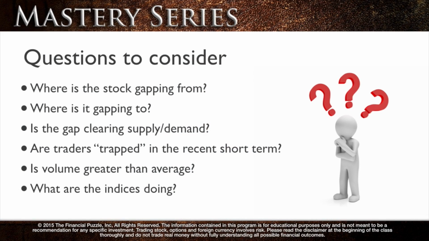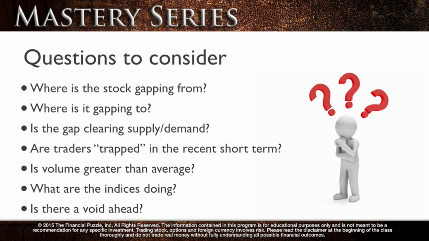And then, what are the indices doing? I'm going to speak about that when we actually rate these gaps, about how this gap relates to what the indices are doing. And then lastly, is there a void ahead? When I say the word void, students in my previous classes always ask me what that is. A void is nothing but the area between old supply, which now becomes new demand, and the next overhead level of supply. That area in between supply and demand is a void. We want a nice, clean, tradable void from a demand level to a supply level so that we can actually get paid on these significant gaps when we trade them.